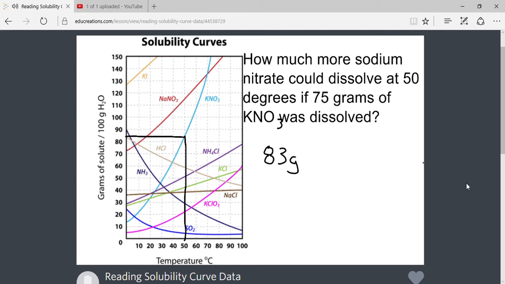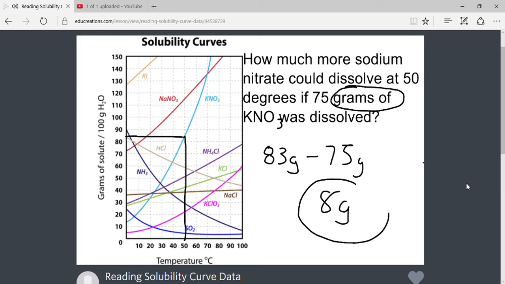When reading the problem, they say that only 75 grams was dissolved. This therefore means there is an unsaturated solution and still room for more dissolving to occur. By simple difference, we can see that there's room for 8 more grams of solute, potassium nitrate, to dissolve at this particular temperature of 50 degrees.